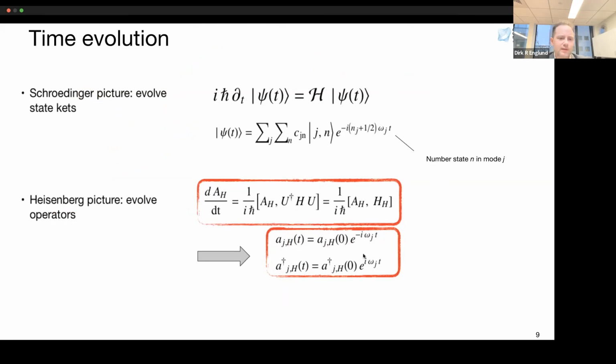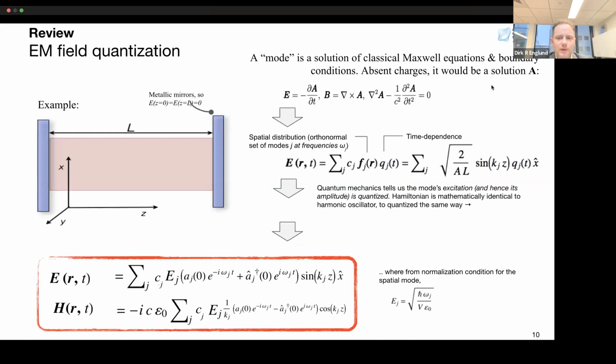Okay, so that's called the Heisenberg picture, and so now in review, what a lot of people when they do quantum optics fail to appreciate is that a mode is a solution of just plug and chug, essentially finding the solution to the classical Maxwell's equation under the boundary conditions. That gives you all the modes that describe the solution space.